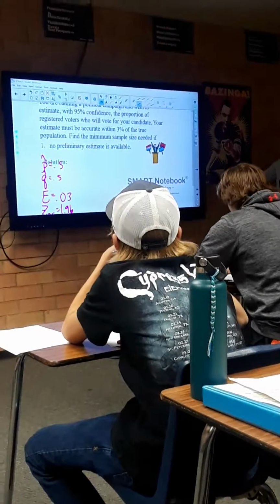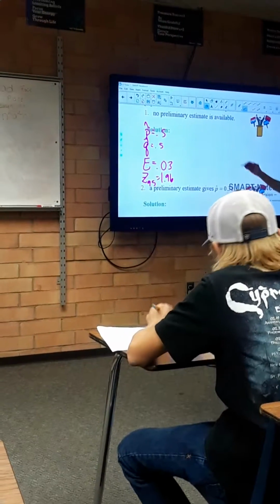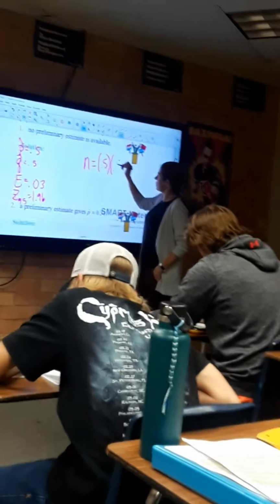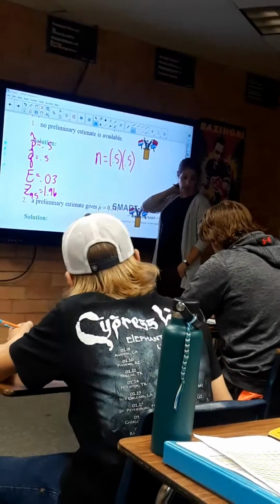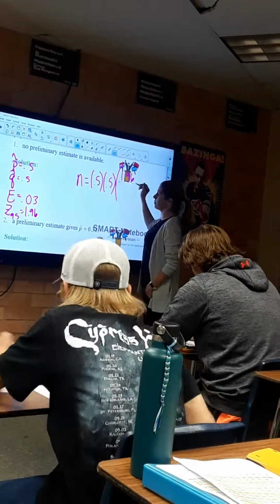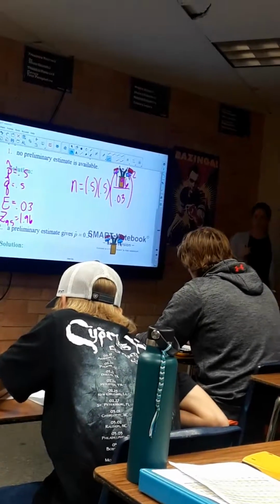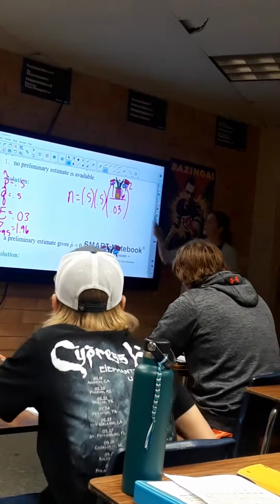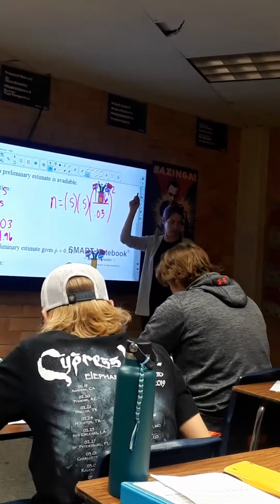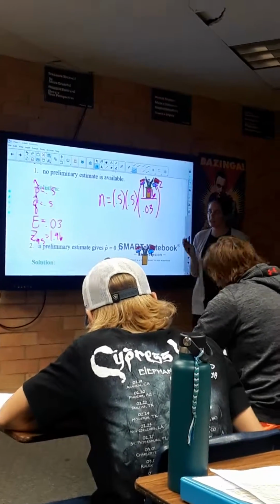Now how we find this is you just know that n equals p hat times q hat times 1.96 divided by 0.03, squared. So where do you start when you solve this? 1.96 divided by 0.03, squared. You do that first, and then you multiply that by a half and then another half.